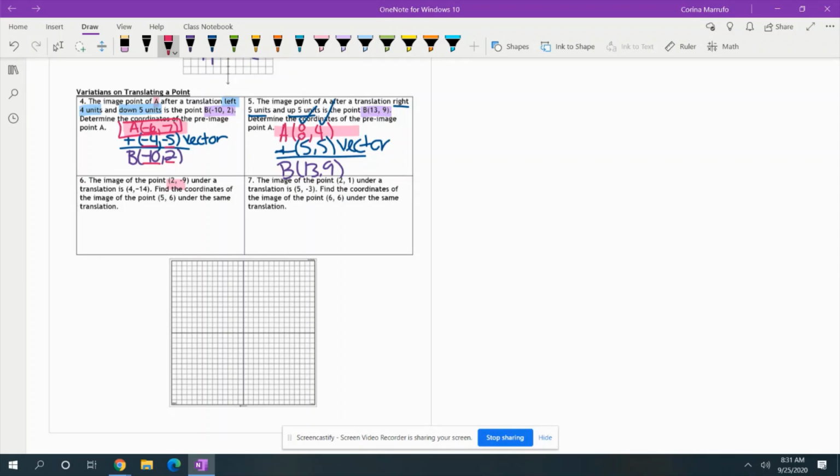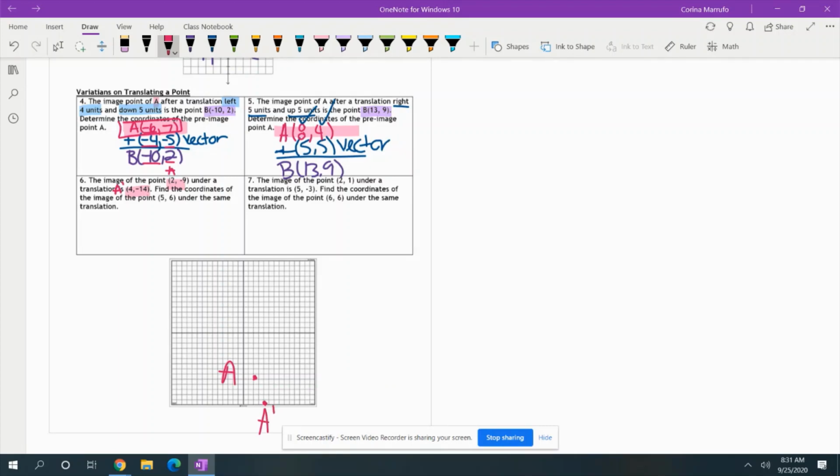So (2, -9). 1, 2, 3, 4, 5. Wait, 1, 2, 3, 4, 5, 6, 7, 8, and 9. Okay, and so this is the original point. And then it says the new point is (4, -14). So 1, 2, 3, 4, and then 9, 10, 11, 12, 13, 14 would be right here. They do not put letters for it, so I'm going to put my own letters so that we don't get confused. I'll call the original A, and the new one A prime.